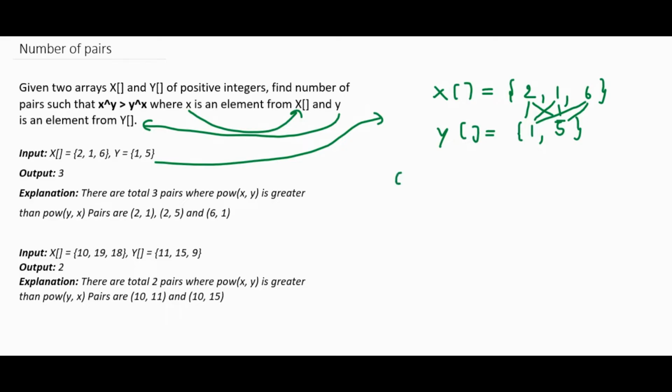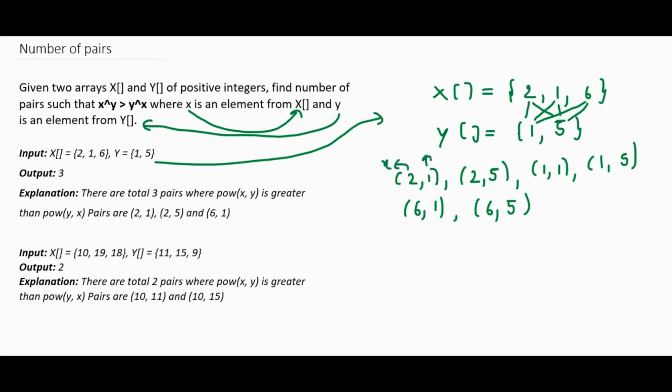Let's write these pairs, which is 2 1, 2 5, 1 1, 1 5, 6 1 and 6 5. Now every element in this represents small x and small y. So what we have to do is find the number of pairs from these pairs which satisfy this condition: x to the power y is greater than y to the power x. Now let's see which of the pairs satisfy this condition.